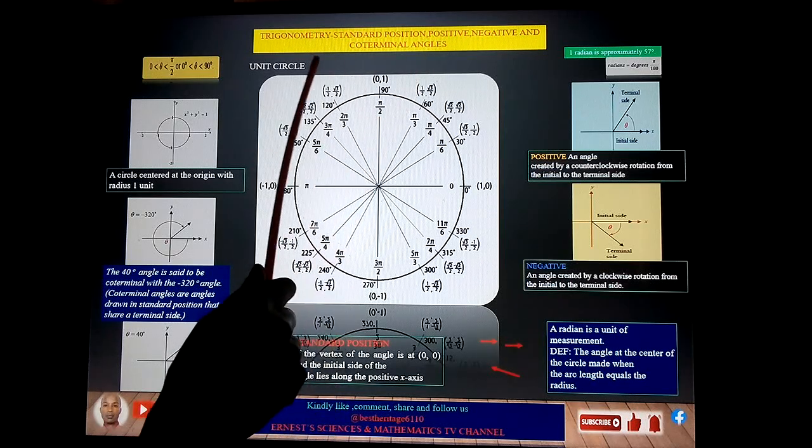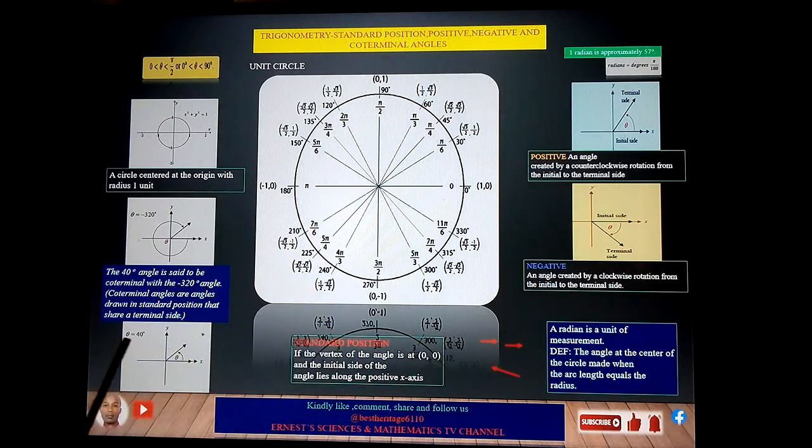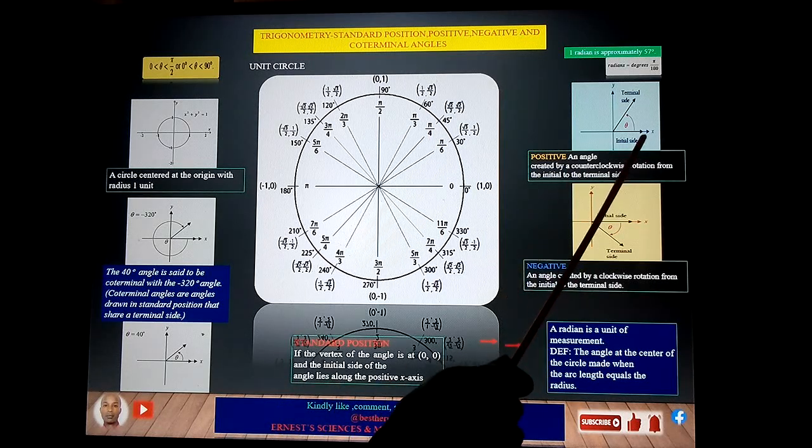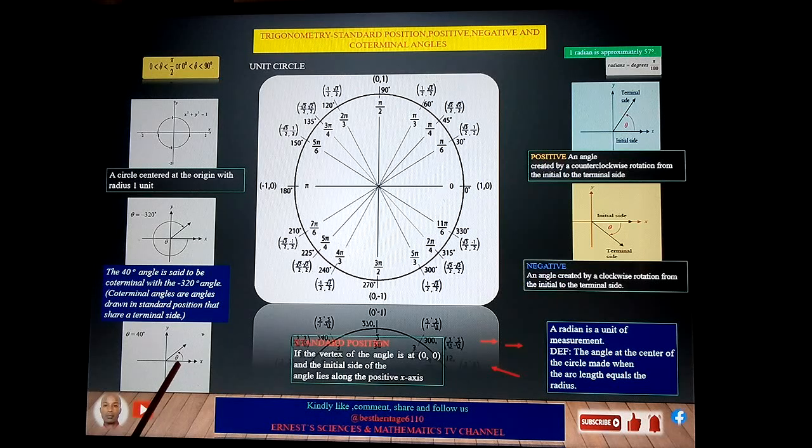I've talked about the concept of coterminal angles. That is going to be in our later discussion, whereby we're going to use other illustrations to make that point clear. An angle in standard position is an angle whose initial side lies along the positive x-axis. Coterminal angles are angles drawn in standard position that share the same terminal side.